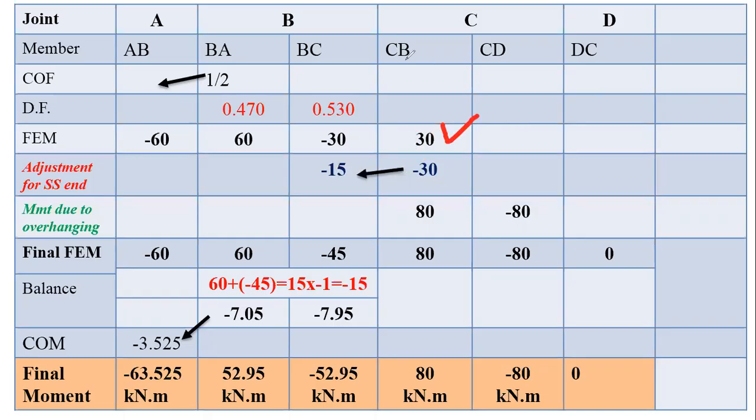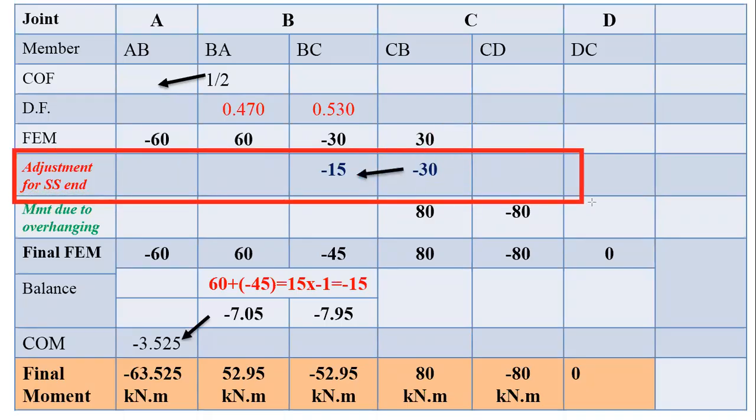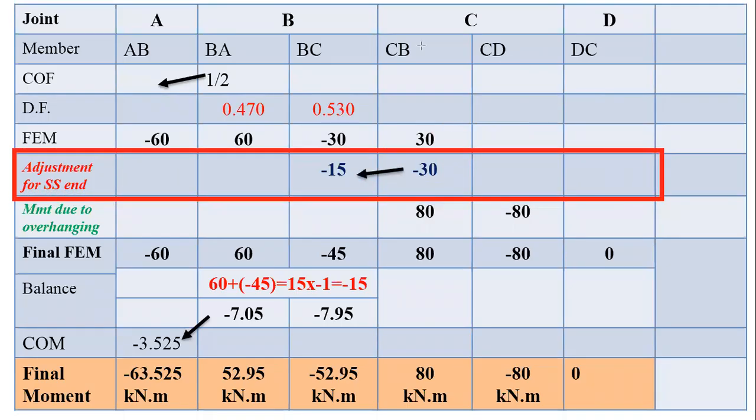M bar CB is plus 30. Add minus 30 in it, and half carry over of that minus 30 will go to BC. That will be minus 15. So this is the first correction for the simply supported end. Add opposite moment as that of the fixed end moment and half carried over to the adjacent member. This is the first correction.